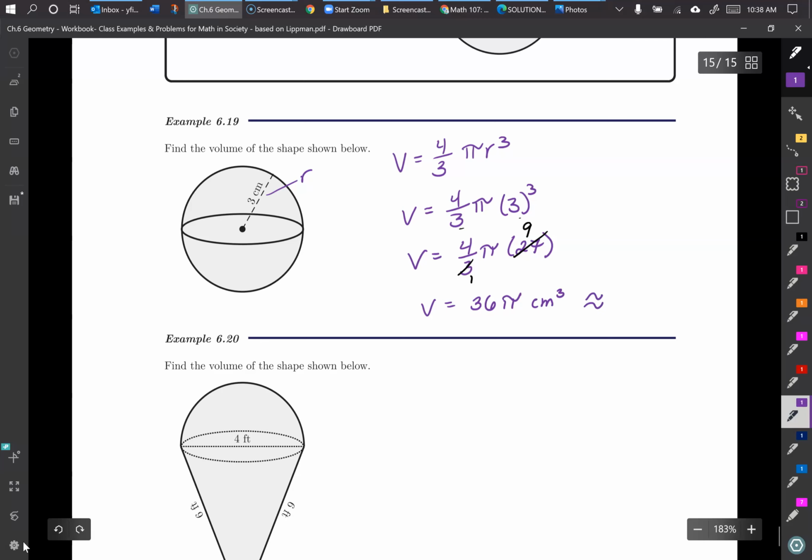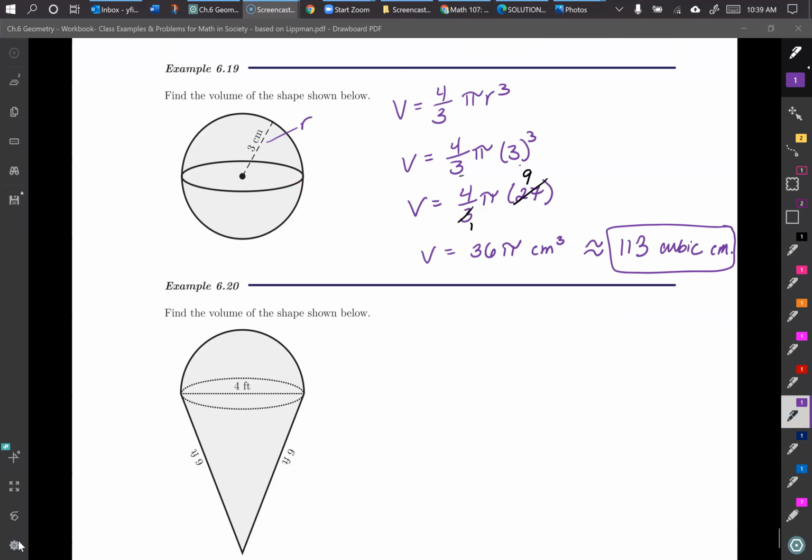Or we could approximate. Usually for word problems in this course, you're going to do approximated answers as decimals. So we would have, just going to round off to 113 cubic centimeters. I'm just showing either form for you. That would be the volume of this sphere.